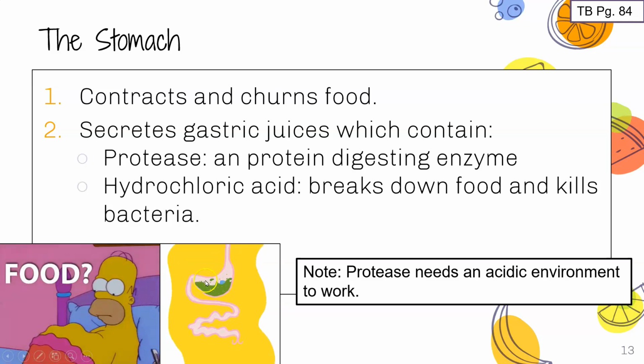Now, if you think about it, hydrochloric acid has a very low pH. So, what do you think is the optimum pH for protease? The answer is that because proteases need an acidic environment to work, the optimum pH for protease is about pH 2. The pH of the stomach is about pH 2, which is highly acidic, and the proteases work best in an environment of pH 2.